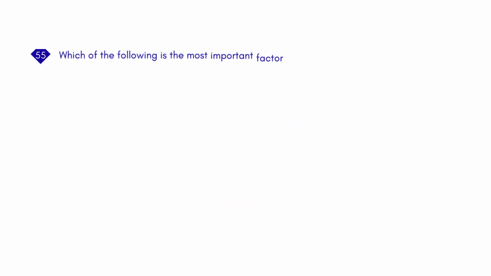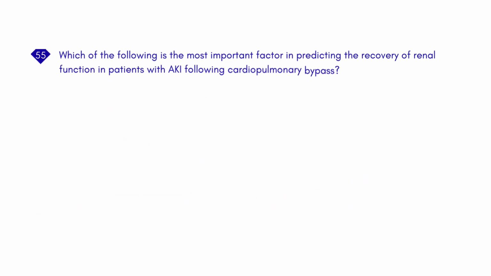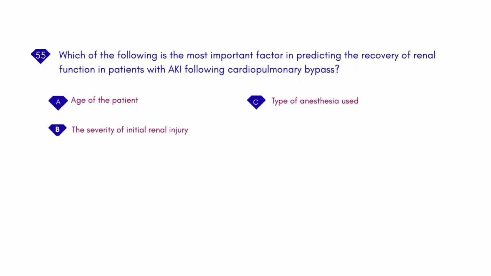Which of the following is the most important factor in predicting the recovery of renal function in patients with AKI following cardiopulmonary bypass? A. Age of the patient. B. The severity of initial renal injury. C. Type of anesthesia used. D. Duration of surgery. Answer: B. The severity of initial renal injury.